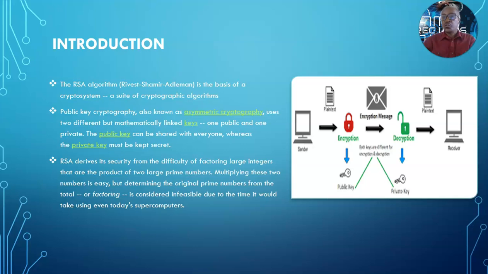That's a product of two large prime numbers. So the sender and the receiver, the system, they agree on the two prime numbers. Those numbers are multiplied to get a prime factor. So the larger the prime numbers, the more difficult it becomes for someone to determine the keys.